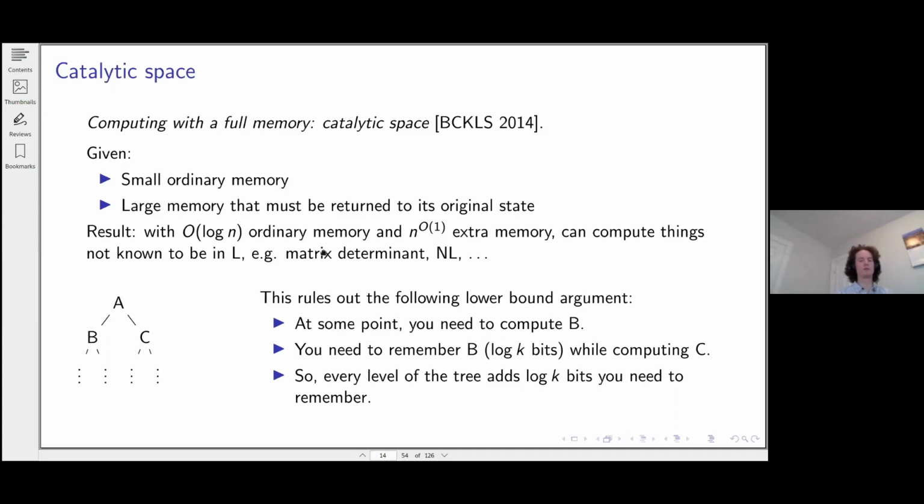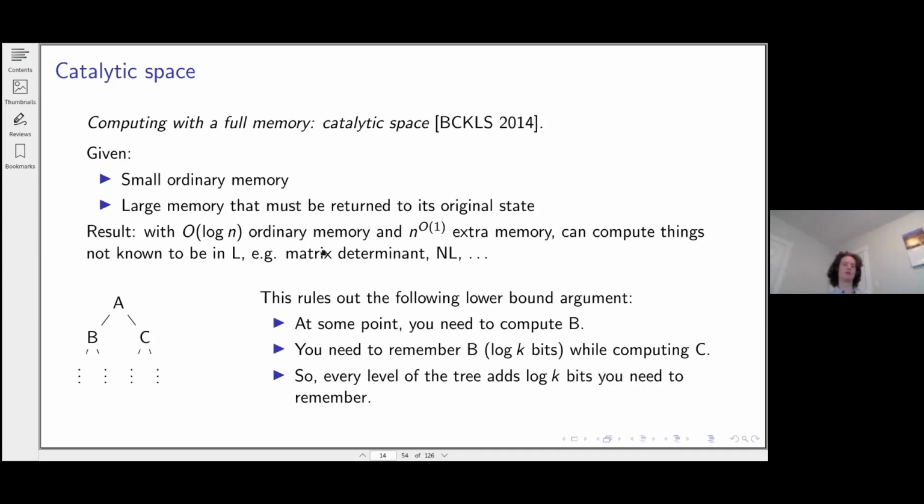So this catalytic result basically means that this sort of argument is never going to work. Even if we could somehow argue that our program at some point needs to compute the value of node B and remember it, this result says that while we're doing the computation for C and keeping that value in memory, the computation for C can borrow that memory, those log k bits, and make use of them, even though it has to restore them to their original state once it's done.